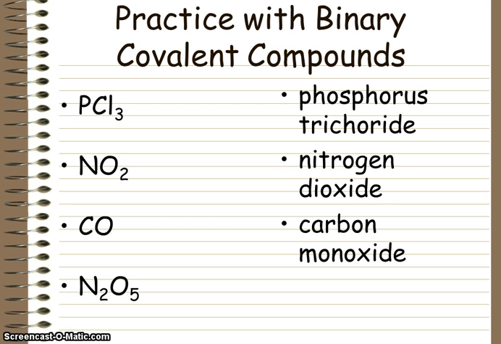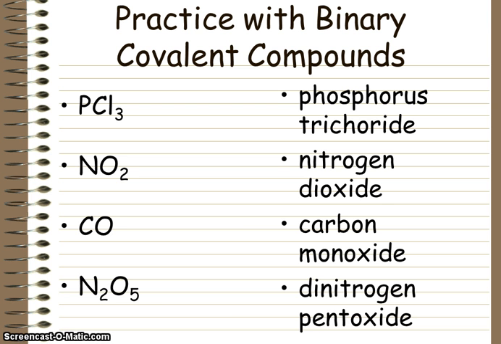N2O5. There are 2 nitrogens and our prefix for 2 is di. There are 5 oxygens and our prefix for 5 is penta. So our name would be dinitrogen pentoxide. And we can drop the A in the last name there just because it's a little bit awkward to say pentaoxide. We would just say pentoxide.